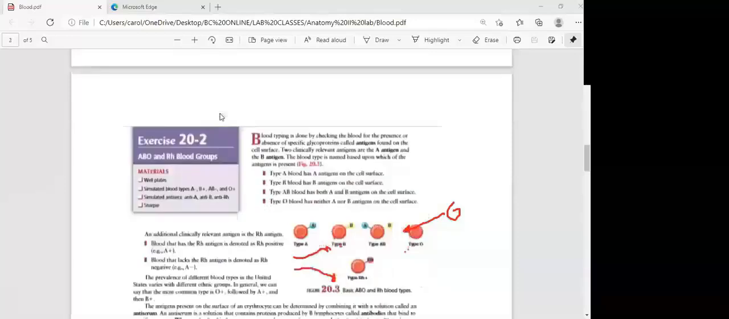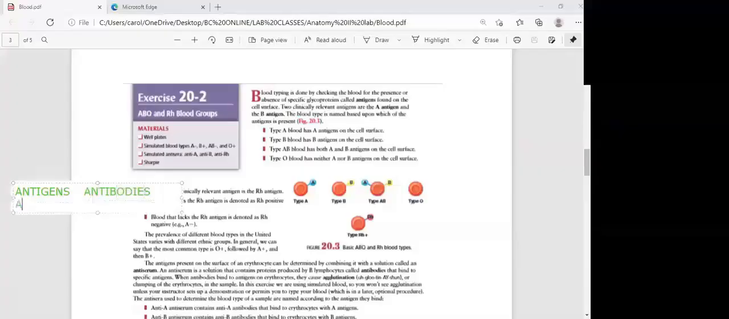Now we're going to talk about blood groups. Where do you get the blood type? Well, your blood type, you got it from your dad and from your mom. So we're going to have two things that you need to understand. You have antigens and antibodies. So if you have blood type A, then you can have antibodies B.